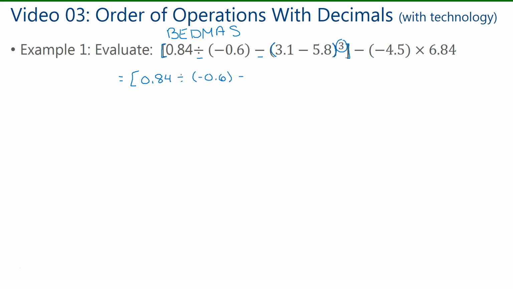Now on my calculator I'm going to enter 3.1 subtract 5.8. Doing that gives me a negative 2.7. Make sure I put that in brackets because we're going to have to cube that after. Then we have minus and the rest of the expression.